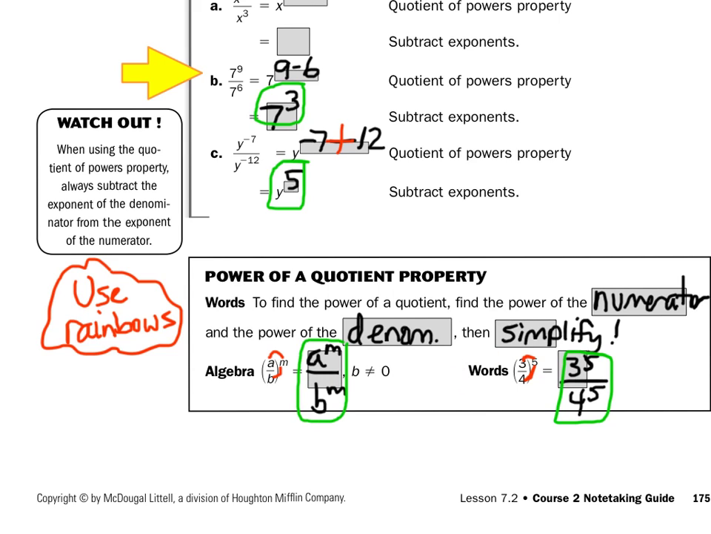Okay, and take a look at numbers. In parentheses, it's 3 over 4, and all of that to the 5th power. So circle the 5 with your red and draw a rainbow to the 3 and a rainbow to the 4. So this would be 3 to the 5th power over 4 to the 5th power.